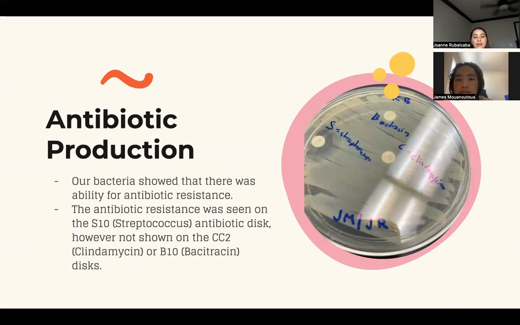For antibiotic production, our bacteria showed that there was ability for antibiotic resistance. The antibiotic resistance was seen only on the S10 Streptococcus antibiotic disc. However, it was not shown on the CC10 or CC2 clindamycin or B10 bacitracin disc. As you can see on the right image, there's only clearing on the S10 disc, where the other two, there was no clearing.